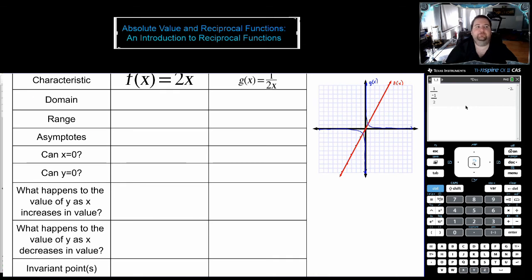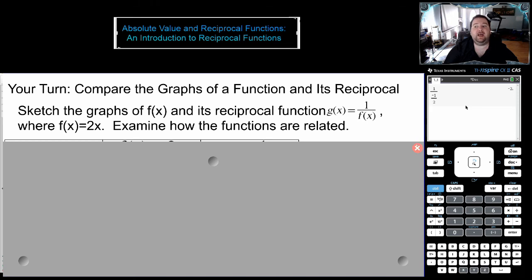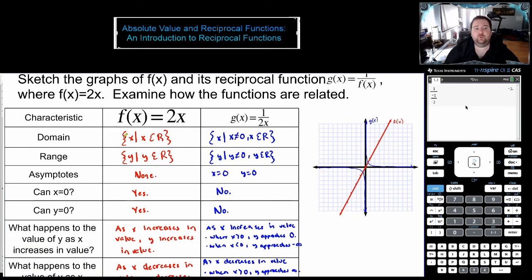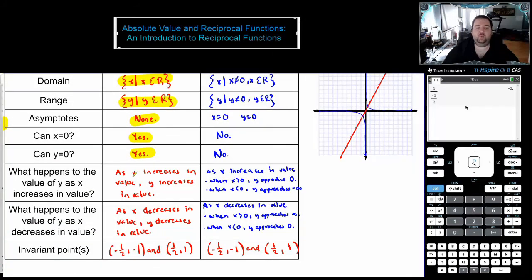See you soon. Okay, welcome back. Let's go through the solution. So your domain for your line is all real numbers, and the range is all real numbers as well. It's a line, right? Asymptotes, there are none. Can x and y equal 0? You bet. What happens when x increases in value? y increases in value. And as x decreases, y decreases.